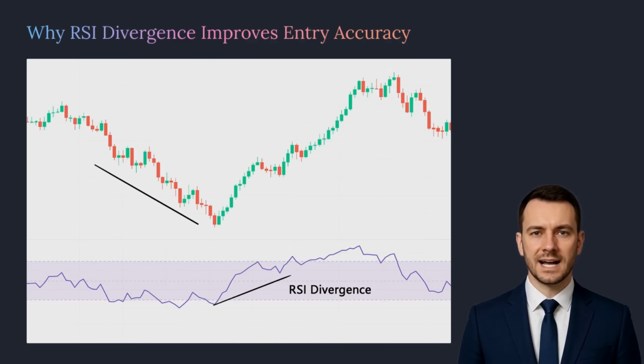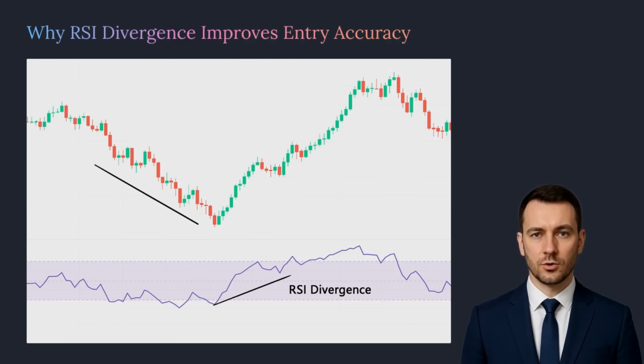Clear visual pattern. Divergences are visually easy to spot for those with some practice, especially the obvious ones. This clarity helps traders be more confident in their analysis. Many charting tools even have built-in RSI divergence indicators to highlight these patterns automatically on the chart.